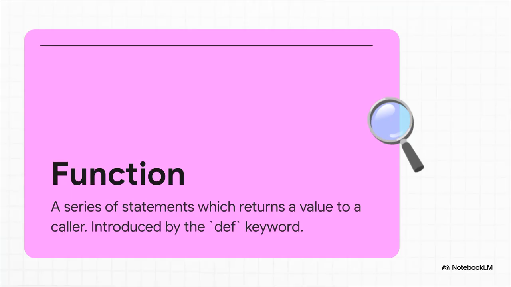A function is basically a reusable blueprint for a specific job. You define it one time using the def keyword, you give it a name, and then you can call that name whenever and wherever you need that job done. This is absolutely fundamental to writing clean, organized, and maintainable programs.